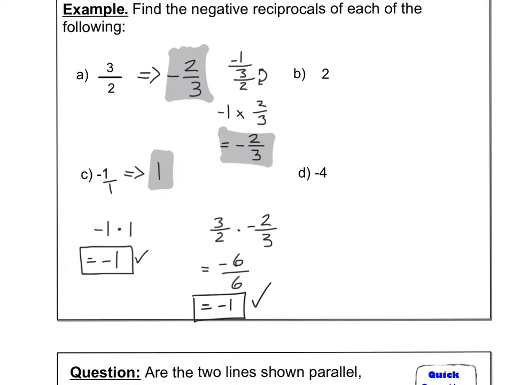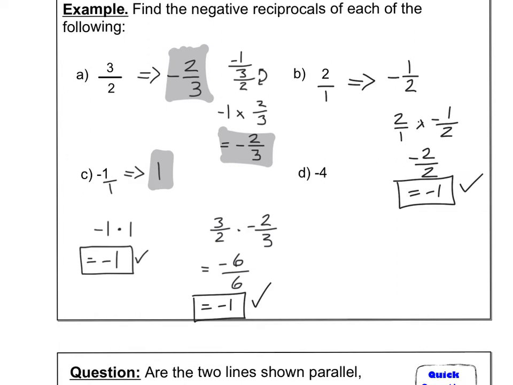So likewise, that 2 is over an imaginary 1. So if we do the reciprocal of that fraction, it's going to be flipped and become 1/2. We also have to do the opposite sign. So here, it's a positive, and the opposite of that is going to be negative. If we want to check our work, we can take 2/1 times -1/2, which becomes -2/2, which is equal to -1. So once again, we found the negative reciprocal.